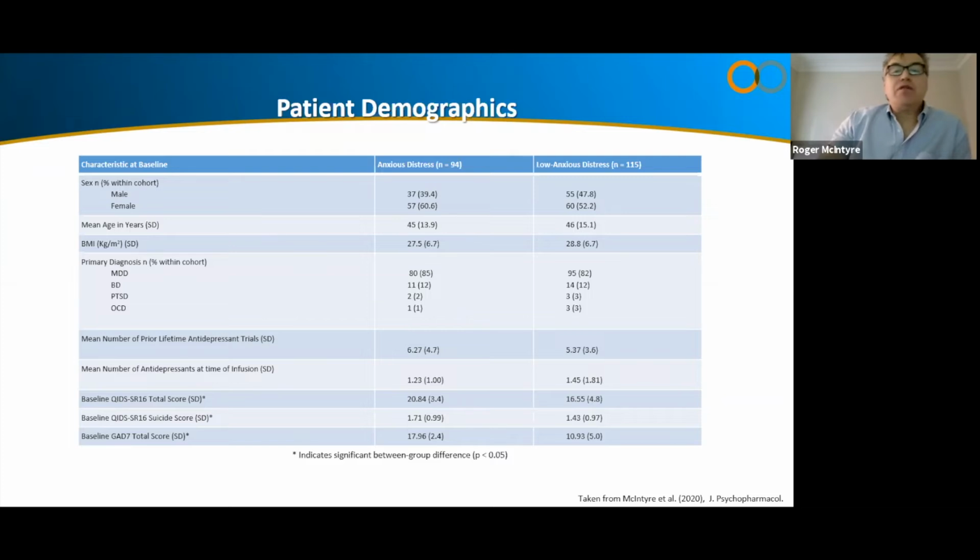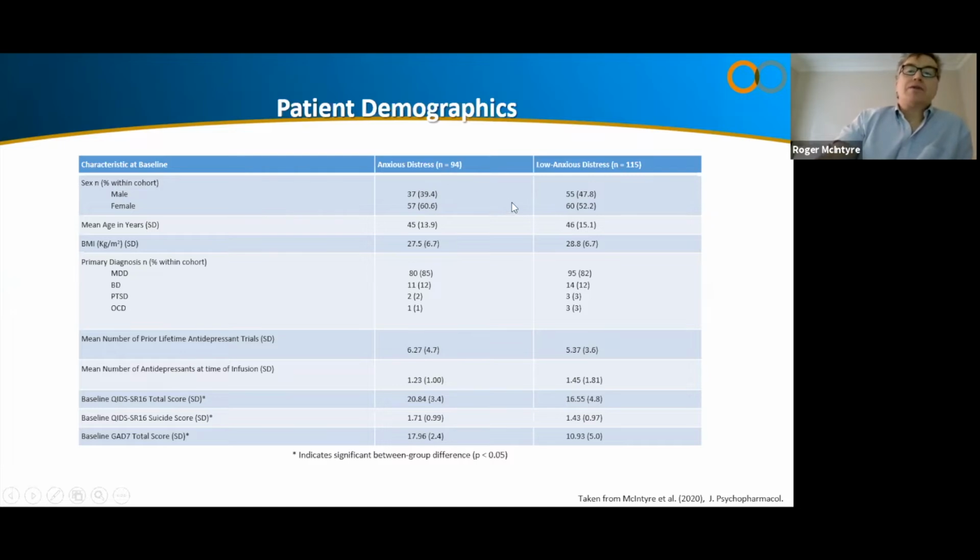Just over half of the individuals that we see are women in their mid-40s. And again, about 80 to 85% of our patients have major depression in this sample. Just shy of 15% have bipolar disorder. You can see that their QIDS baseline scores show they're severely ill, and they have high levels of anxiety.